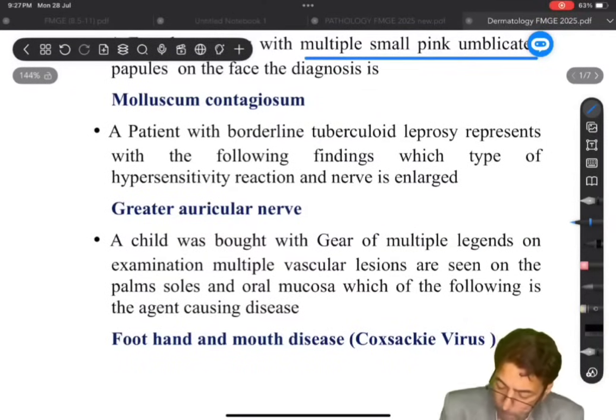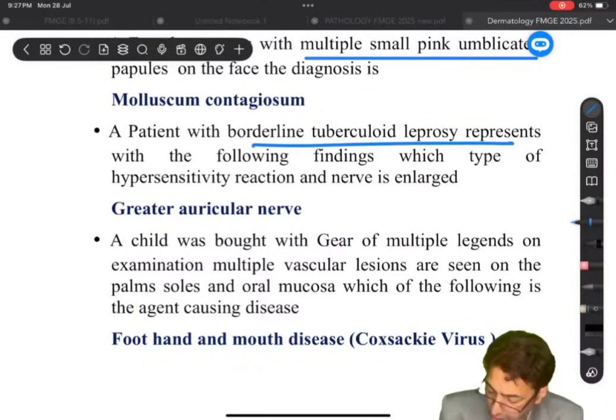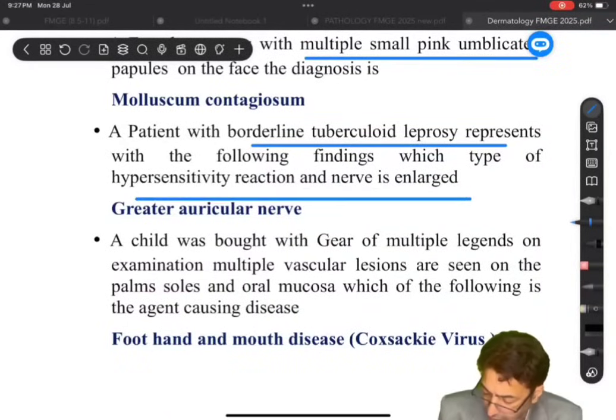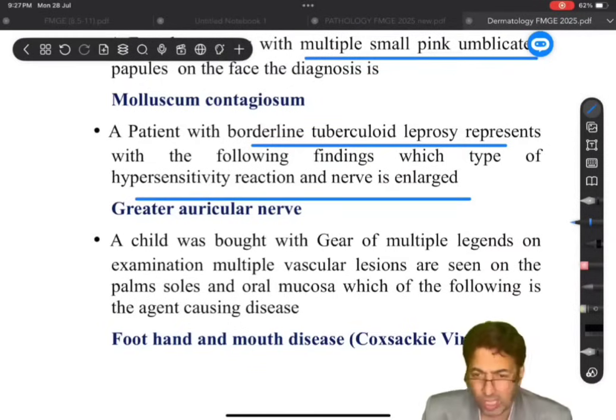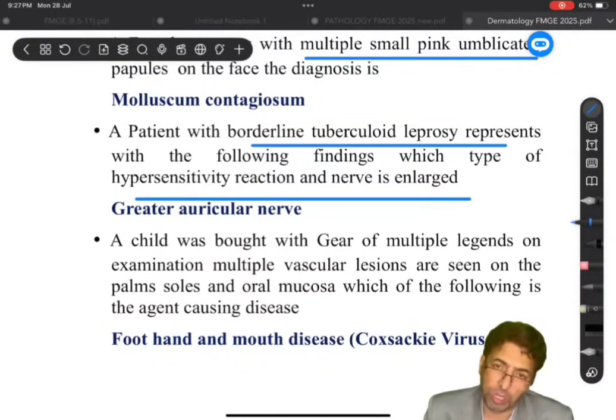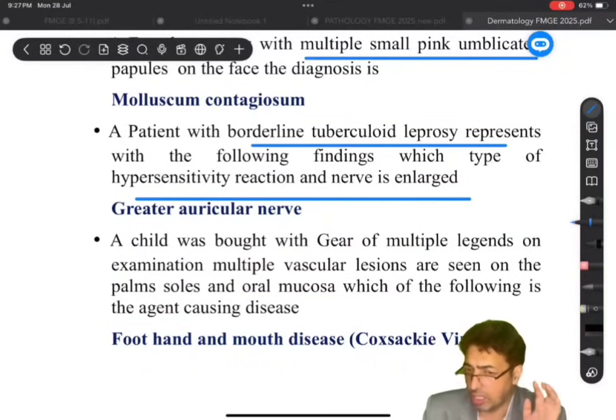Another question: a patient with borderline tuberculoid leprosy presents with which of the following findings, and which is the nerve enlarged? Basically, tuberculoid leprosy is classically a hypersensitivity type 4 reaction, and what's important is that sometimes there can be peripheral nerves which are enlarged, especially a nerve behind the medial epicondyle of the humerus, which is the ulnar nerve. In addition to the ulnar nerve, there's a nerve which runs over here anatomically, the greater auricular nerve.